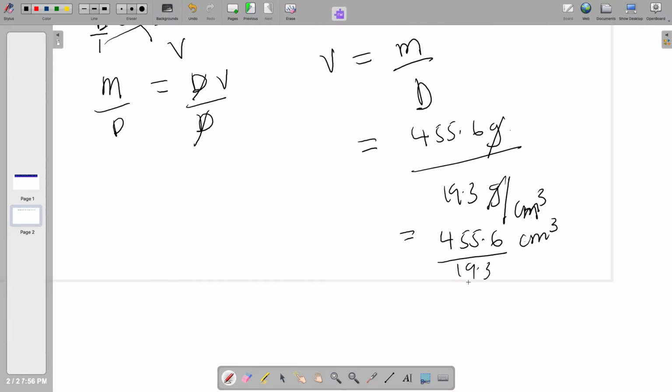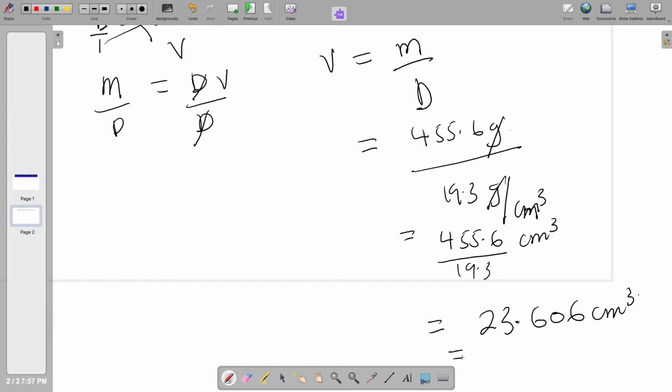Once we divide our 455.6 by 19.3, our answer should be 23.606 cubic centimeters. But here again, you have to report your answer to the correct number of significant figures. The top number, which is our mass, has 4 significant figures: 1, 2, 3, 4. And our bottom, which is density, has 3 significant figures: 1, 2, 3. That means that the mass is much more precise than the density. So our final answer for volume should reflect the least number of significant figures, which of course is the density value, which is 3 significant figures.